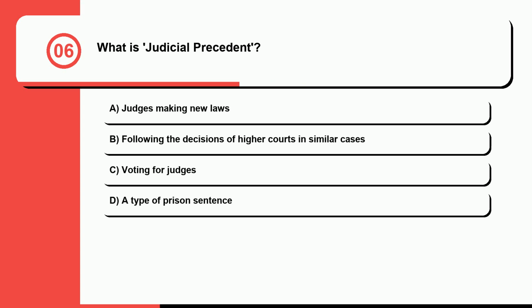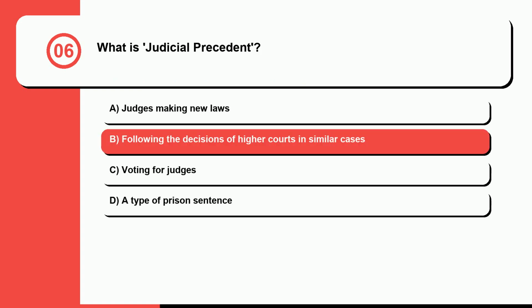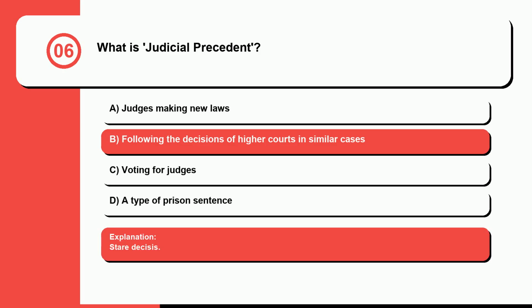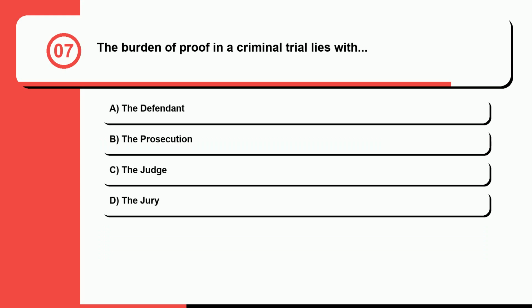Question 6. What is judicial precedent? A. Judges making new laws. B. Following the decisions of higher courts in similar cases. C. Voting for judges. Or D. A type of prison sentence. The correct answer is B. Following the decisions of higher courts in similar cases. Stare decisis.